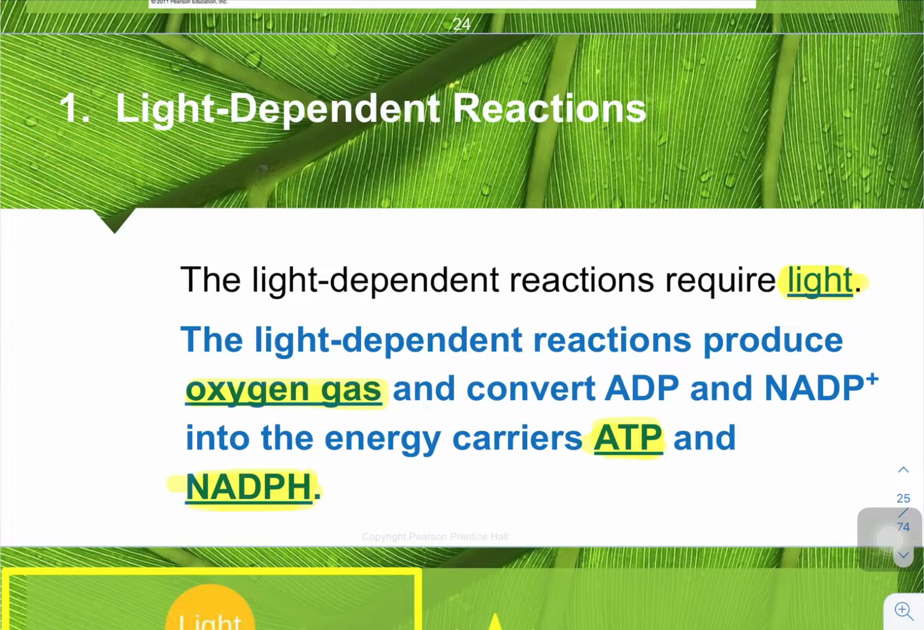One way that you can remember that NADPH is not used in cells other than plant cells is because of the P here. Okay, we're going to learn about another energy carrier called NADH that is used in animal cells, but the P, think of that as standing for plants or photosynthesis. It's not actually what it stands for, but that's what we can use as a trick to remember that. So ATP and NADPH are our high energy carriers.